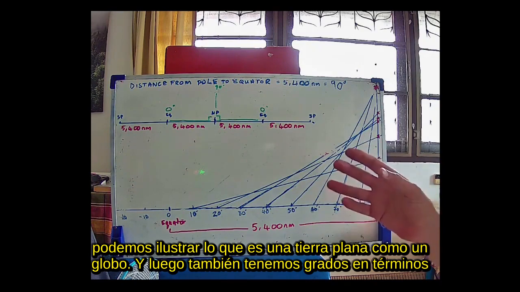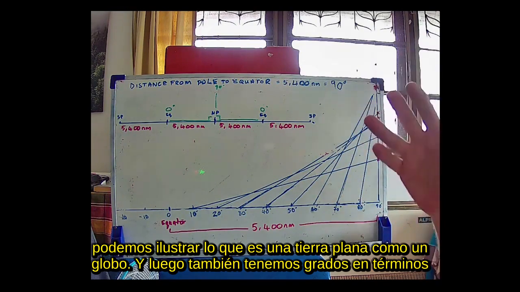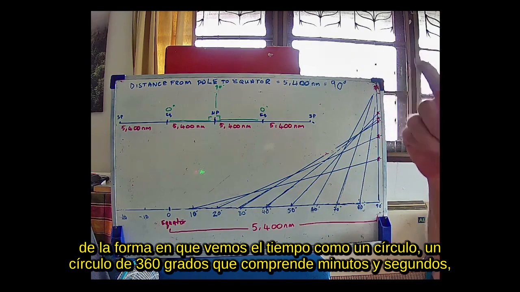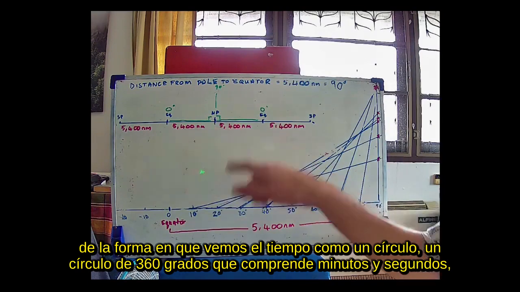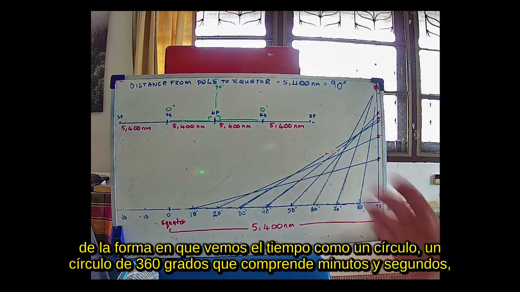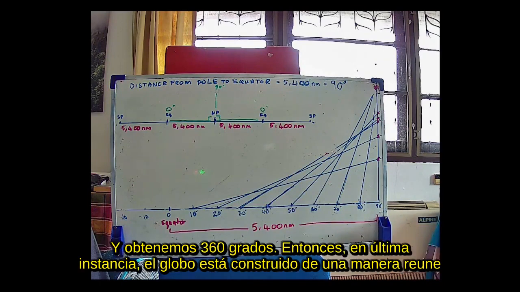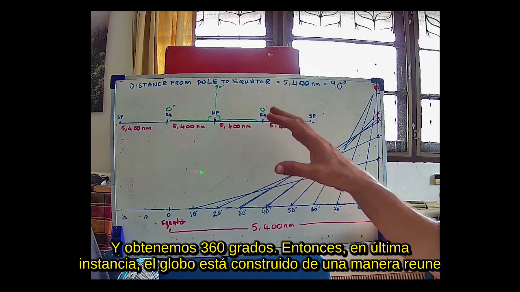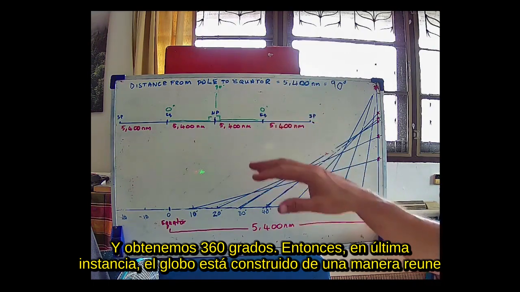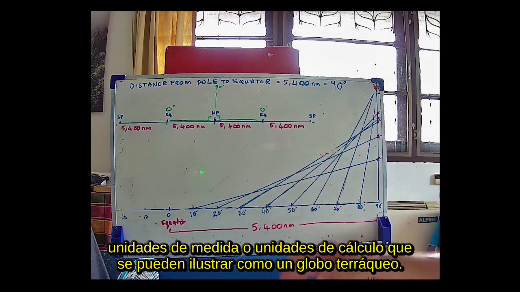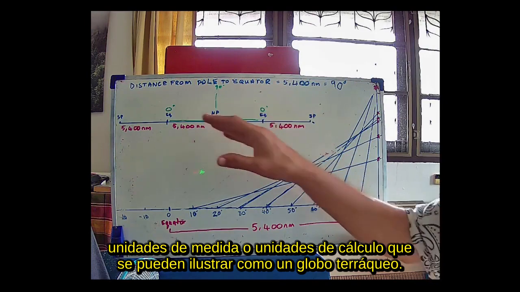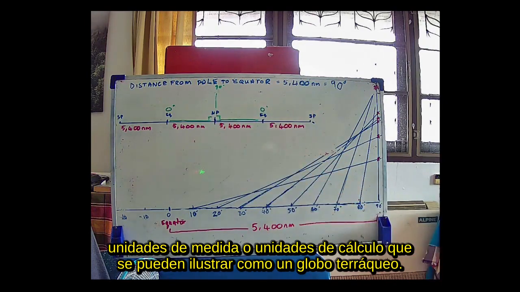And then we also have degrees in terms of the way we look at time as a circle, a 360 degree circle that comprises minutes and seconds, and we get 360 degrees. So ultimately the globe is constructed in a way that brings together units of measurement or units of calculation that can be illustrated as a globe.